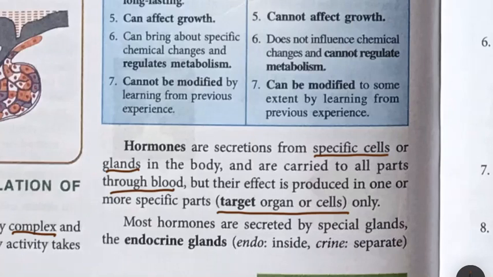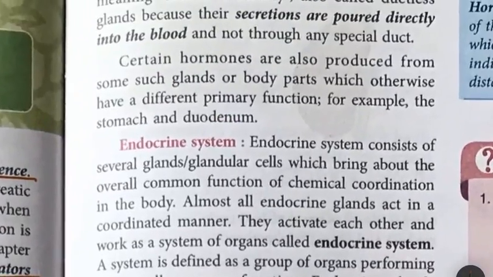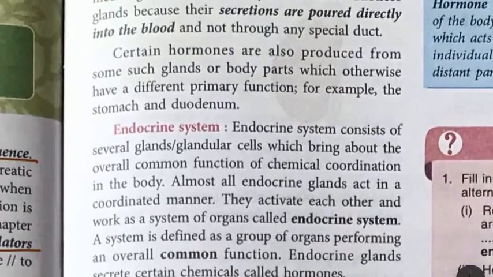Now you know the hormones are secreted by special glands which are also known as endocrine glands. Endo means inside, crine means separate, so it means to secrete internally. That means the hormones are secreted internally inside a gland or a cell, and they are also known as ductless glands. Why? Because they do not have any ducts to carry the hormones. The secretions are poured directly into the blood, and then carried by the blood to the target organs.